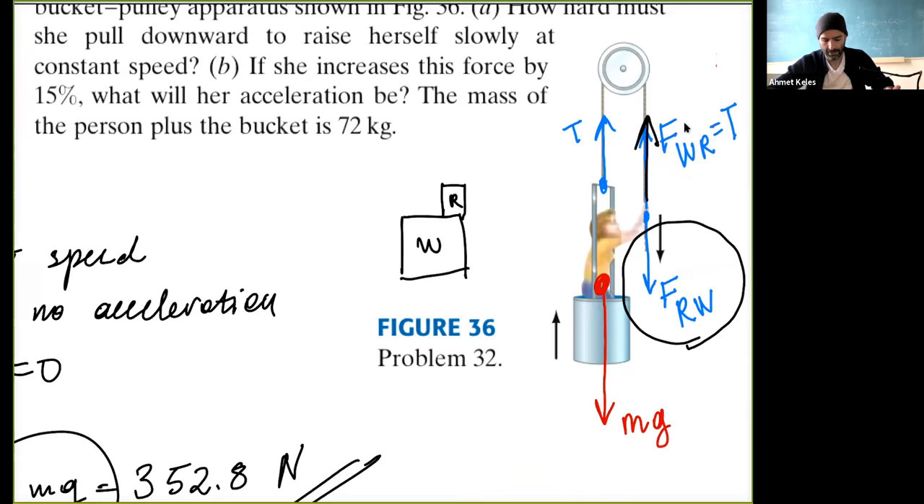So do we agree that there is an equal and opposite T for every T? Okay, good. Now, the next step is this T is acting on the woman. This force, which is up, is acting on the woman. Do we agree with that?